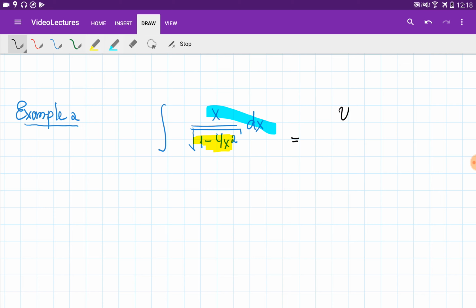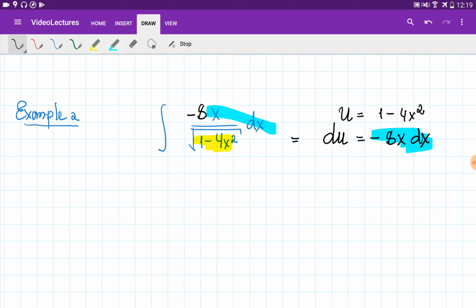So we are going to denote u as 1 minus 4x squared. Then again, we're going to take the derivative of both parts. It's going to be du on the left hand side. Then on the right hand side, it's going to be minus 8x dx, right? So you see, minus 8x dx is going to be equal to du, but here I simply have x dx. So I have to make it minus 8, right? If this were minus 8, then I would just substitute everything here with du.